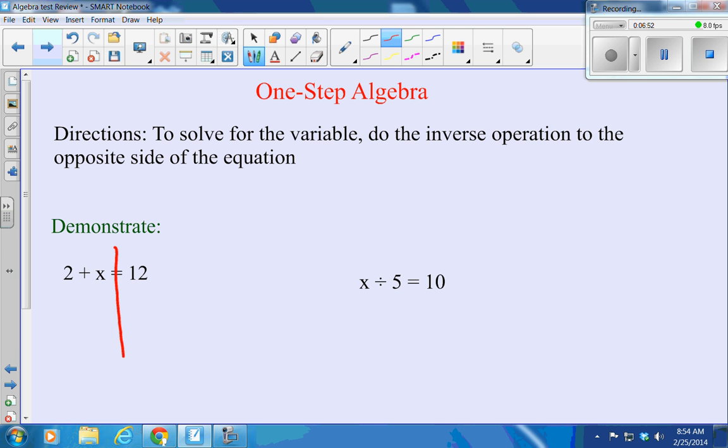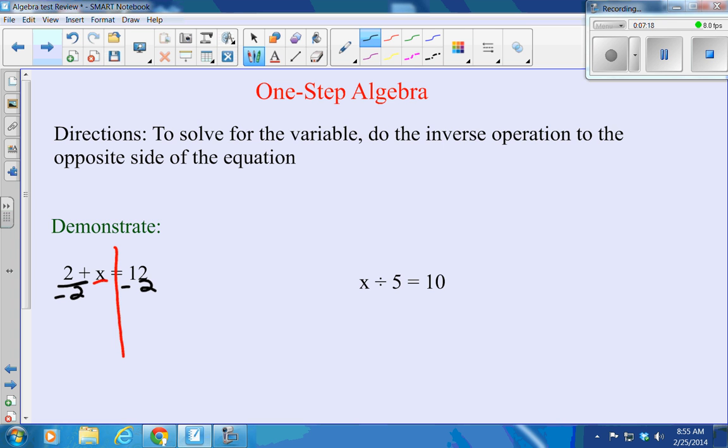There's an equal sign. So the goal of algebra is to get the x by itself on one side of the equal sign. So in order to do that, I have to move away everything else. I have a positive 2. The way you move it to the other side is you take the inverse. The inverse of plus 2 is minus 2. Whatever I do to one side, I have to do to both sides.